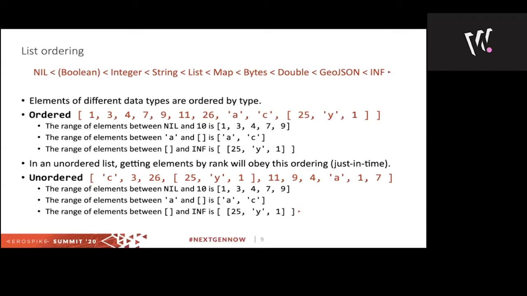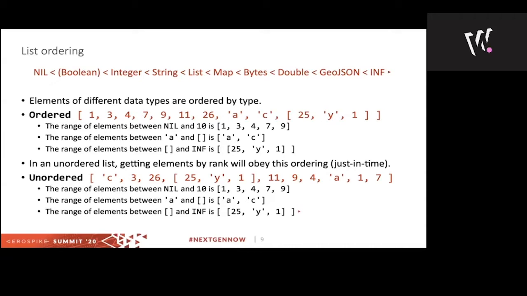If you have the ordered version of this list, they're going to snap into grouping by type. The range of elements between nil and 10 is going to be these integers, because nil is the leftmost. It's to the left of the integers, even though it's not explicitly there. 10 is not going to go any farther to the right of 11, because where we would insert 10, it would be between 9 and 11. So when you say give me the range of elements between those, you can see it's that sublist mentioned there, 1, 3, 4, 7, and 9.